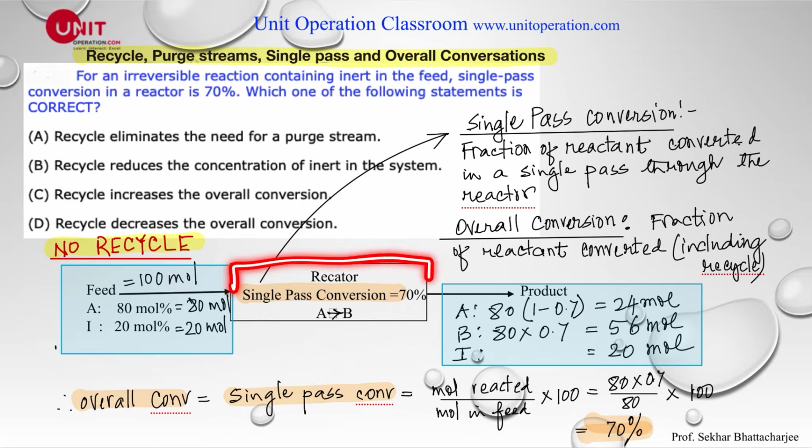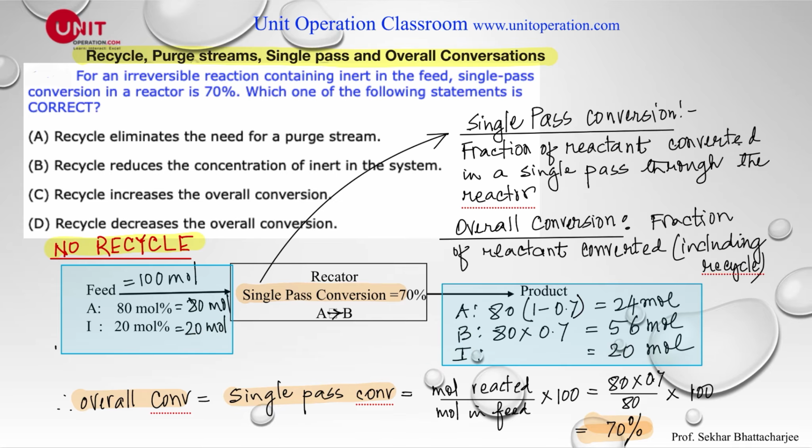So let's say this is my reactor here, and a feed is coming in, assuming it contains 80 mole percent A and 20 mole percent inert. Now, this is just an assumption to take a numerical example. So whatever A is coming in, 70% of that would be converted. So 80 multiplied by 0.7, that means 56 moles of A would be converted. That's the amount of B that will be produced because it's just A to B. And the remaining would be 80 multiplied by 0.3, that's 24 moles of A remaining, and the inert will just go as it is, 20 moles, right?